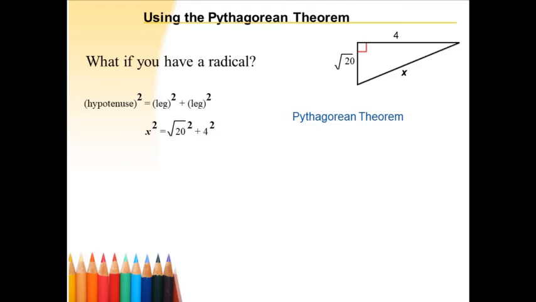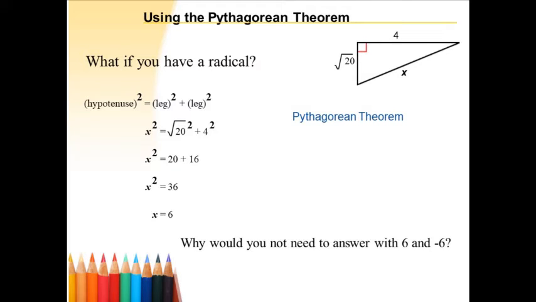What are the lengths of the legs? We have square root of 20 and 4. So simply substitute that into the Pythagorean theorem. We have the square root of 20 squared plus 4 squared. Simplifying, we get x squared equals 20 plus 16. Combining like terms, x squared equals 36. Taking the square root of both sides, x equals 6. Why would you not need to answer with 6 and negative 6? Because lengths can't be negative.